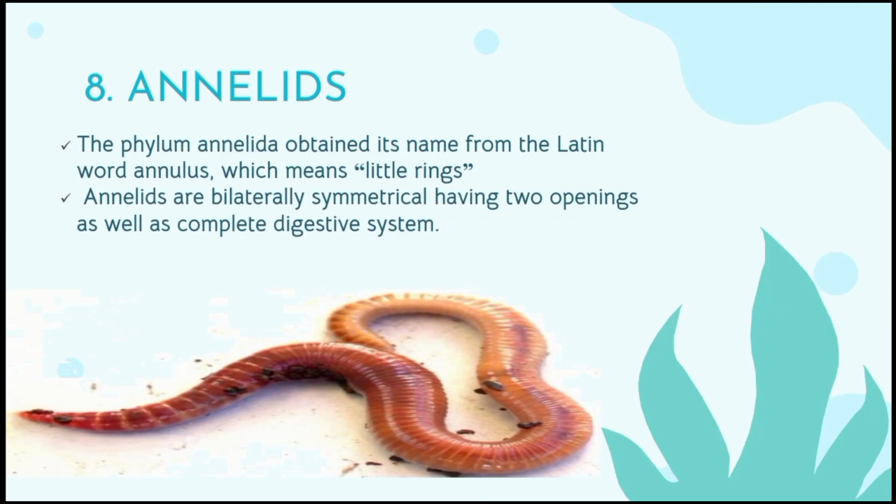Number eight, we have the annelids. The phylum Annelida obtained its name from the Latin word annulus, which means little ring, because as you can see in their body, it looks like a lot of rings. Annelids are bilaterally symmetrical, having two openings as well as a complete digestive system.